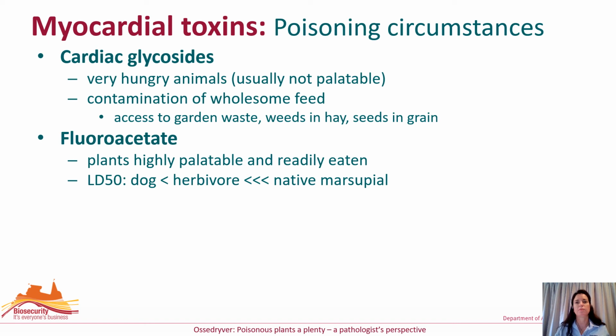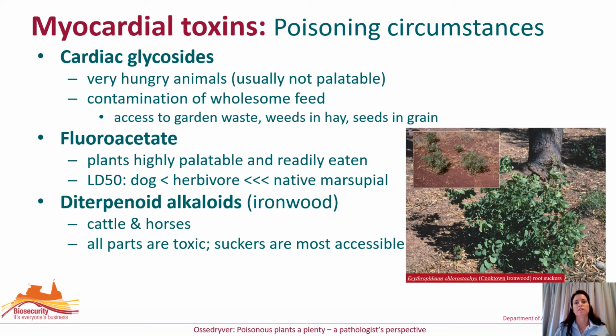Interestingly, native animals that live in habitats with numerous highly toxic Gastrolobium species, such as in southwestern Australia, are extremely tolerant compared with the same animal species in other parts of Australia. For example, a brush-tailed possum in Brisbane is approximately 120 times more sensitive to fluoroacetate than a brush-tailed possum in Perth.